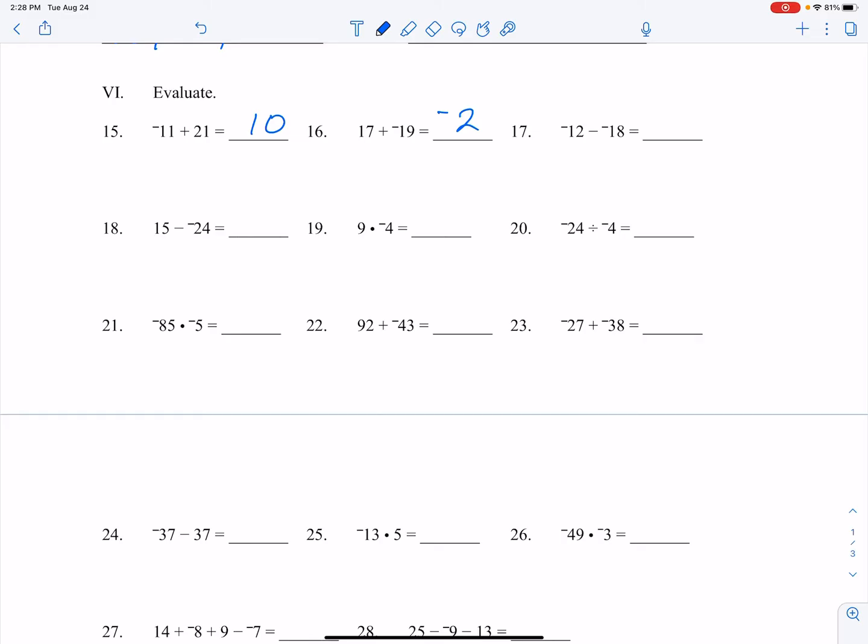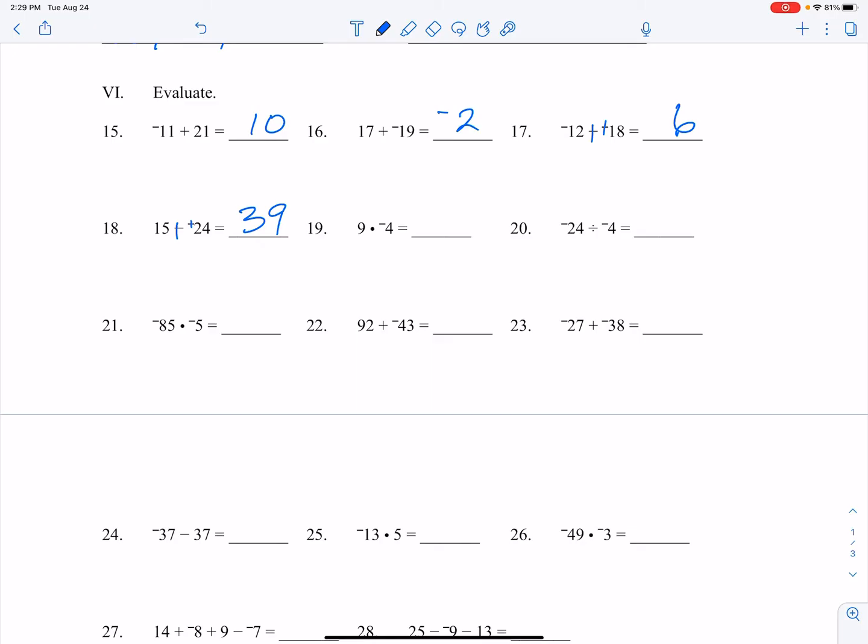So we go straight to the subtraction, change it to addition, next number to its opposite, and go back to the addition rules. Negative 12 plus positive 18. Our signs are different, so we subtract. 18 take away 12 gives you 6. The 18 is farthest away, so it's a positive 6. Number 18. Okay, we've got another subtraction, so we go straight to the subtraction, change it to addition, next number to its opposite. So we now have positive 15 plus positive 24. So our signs are alike, so we add, and you end up with positive 39.